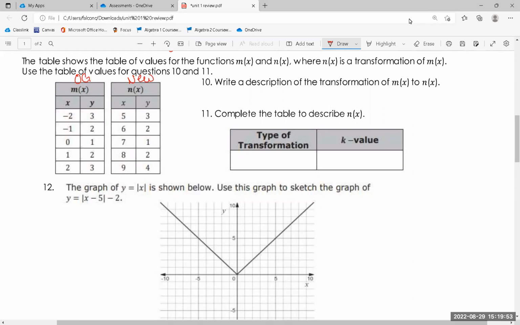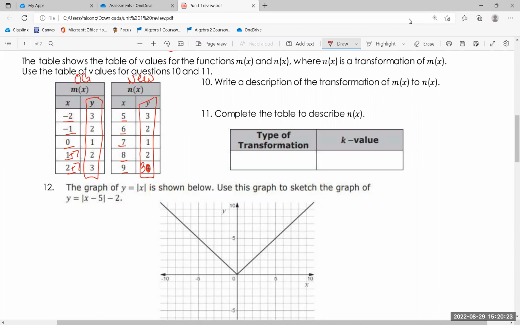It looks like all my y values are the same: 3, 2, 1, 2, 3, 3, 2, 1, 2. This should be a 3 right here; I think that's a typo. So all of the x's are changing. How are they changing? Let's look: -2 to 5, -1 to 6, 0 to 7, 1 to 8, 2 to 9. It looks like I'm adding 7 each time.